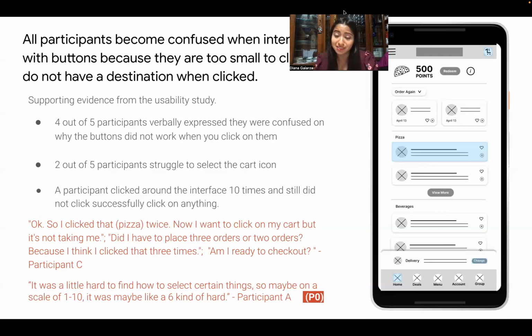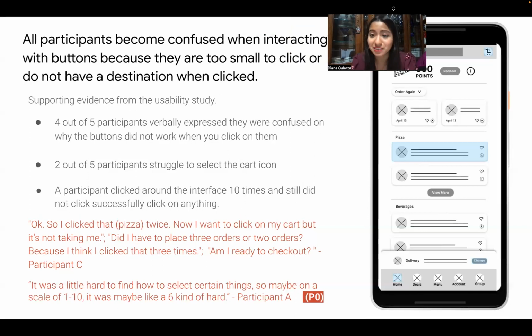You're just so frustrated, so hangry, and you just exit out of your app, toss your phone to the passenger side of the seat. You sigh, you're like, well, I'm just gonna have to do drive-through. Unfortunately, our users had a similar experience. All participants in our research study became confused when they were interacting with buttons. They were either too small to click or they did not have a destination when clicked on.